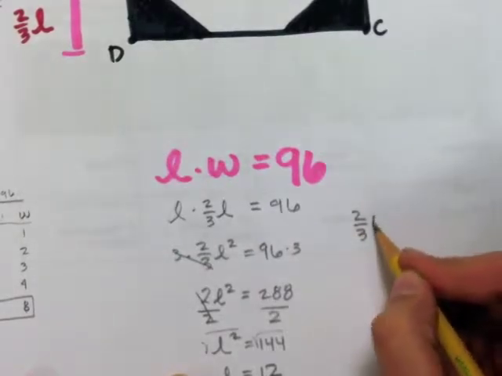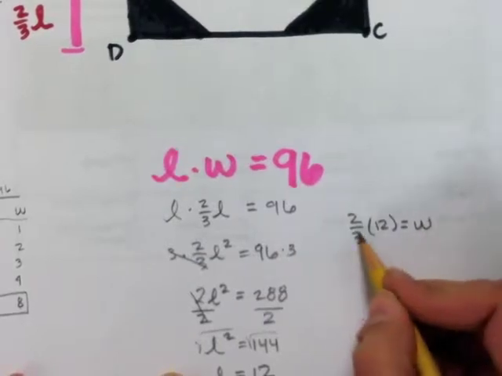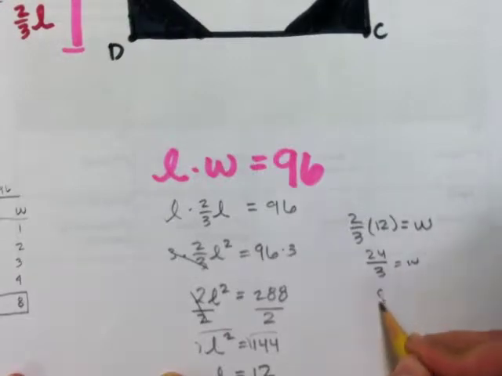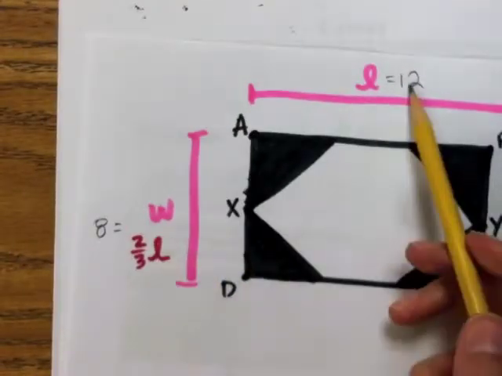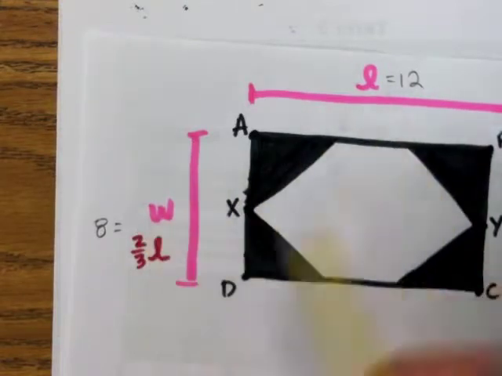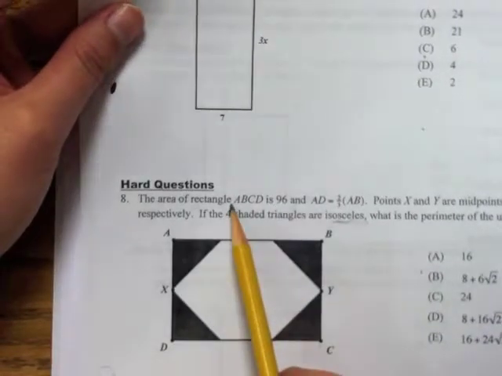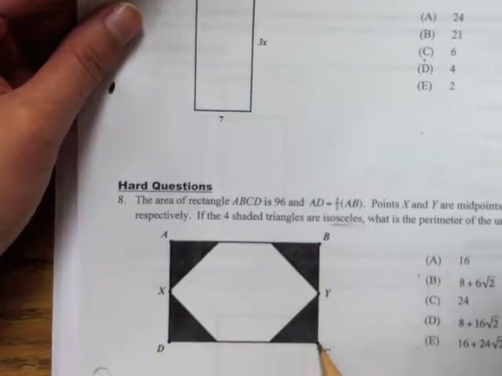Well, if L is equal to 12, then 2/3 of 12 has to equal our width. Here, 2 times 12 is 24. 24 divided by 3 gives us 8. So we found that the length is 12, the width is 8, and that's exactly what we did by finding the factors 12 and 8. Okay? So we're done with this very first part, figuring out the length and width that gave us an area of 96.